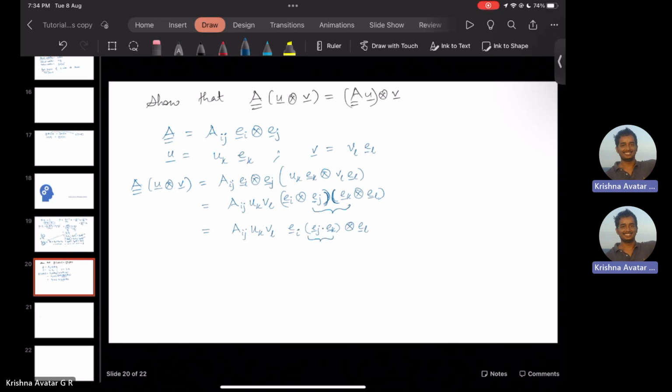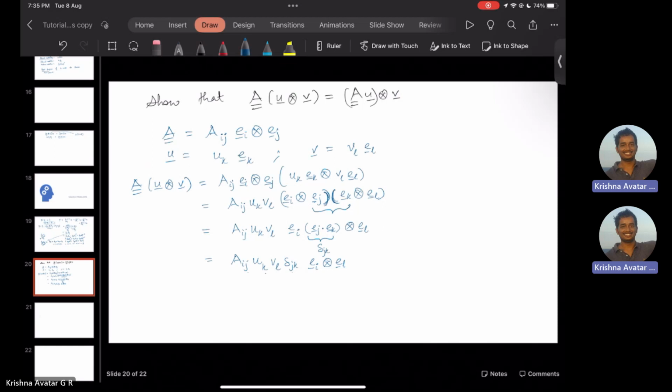So this ej · ek is nothing but the Kronecker delta, δjk. So what we are left with is Aij uk vl δjk, and you have ei ⊗ el. Fine. Now let's use the substitution property of the Kronecker delta. Here you see j and k are both repeated, right? j and k are both repeated.